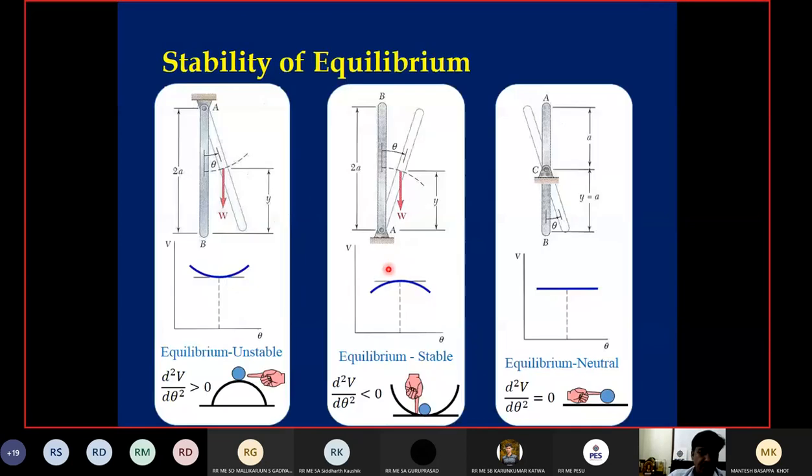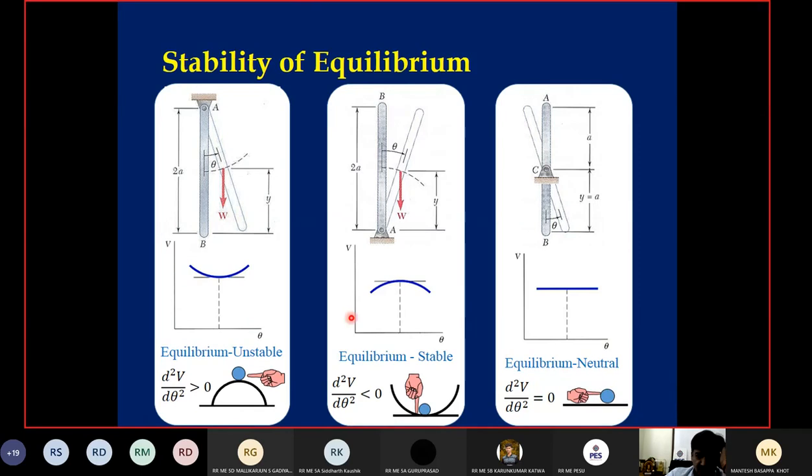Now look at this particular slide: if an object is displaced slightly from the equilibrium and released. Let's say you take this equilibrium, stable condition, and you move this ball here and then release it. It's going to go up and down and come back to its neutral position. Whereas when you disturb this one a little, it will just get away from this particular position. This is a state where it is going to get displaced.